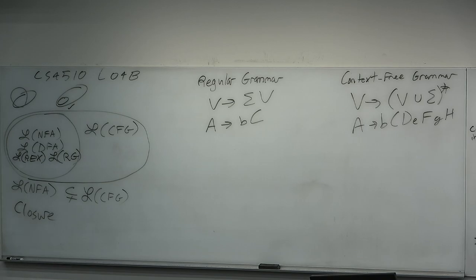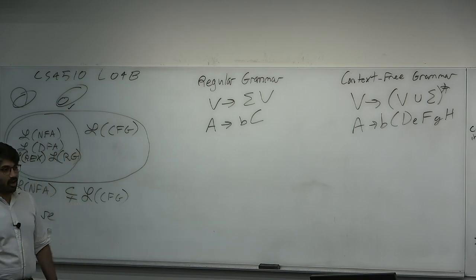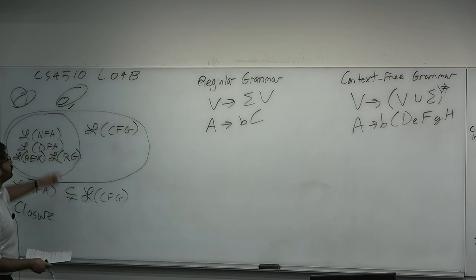The regular grammar, every regular grammar, though, is a context-free grammar. Do you agree? It's a special case. The context-free grammar is a generalization of the regular grammar. So if we can prove that the regular grammars decide exactly and only the regular languages, that would prove that every regular language also has a context-free grammar, making it a strict subset and not something orthogonal or weird.